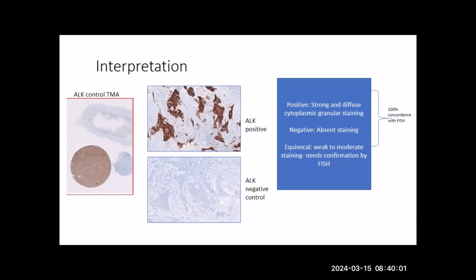How to interpret: strong diffuse cytoplasmic granular staining is positive, with 100% accordance with FISH results. If it's completely negative staining, that is labeled as absent. But if it is weak to moderate, we have to confirm it with FISH.